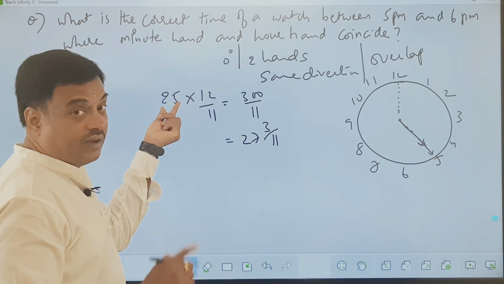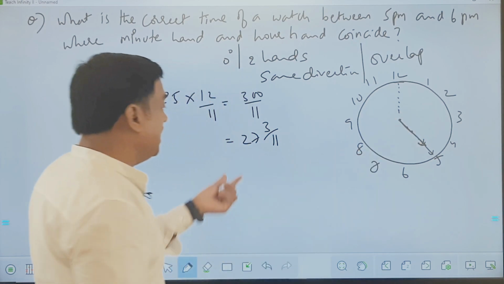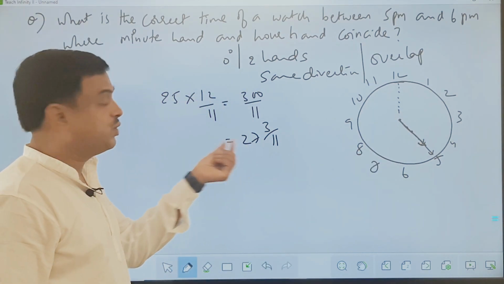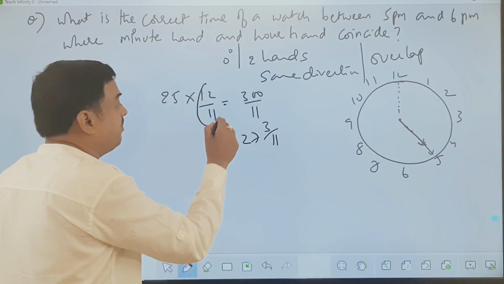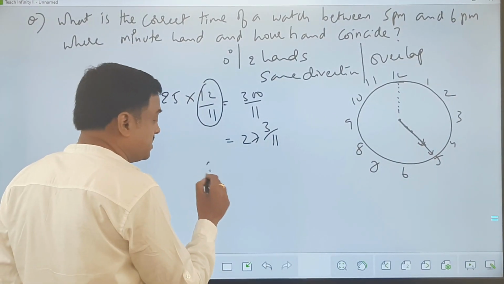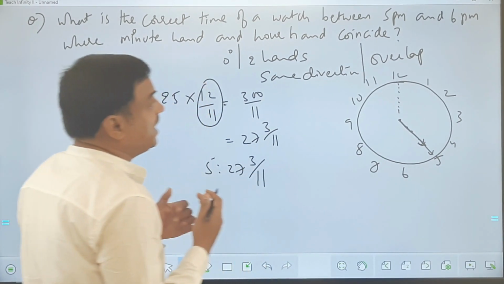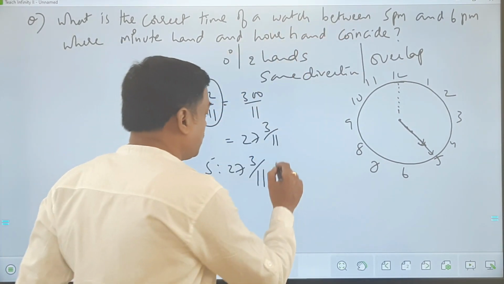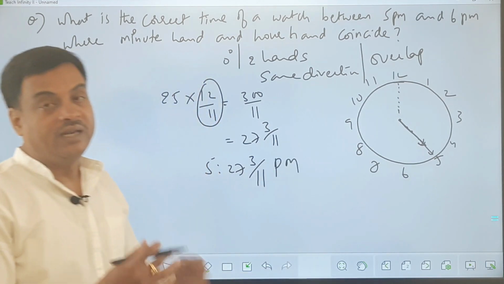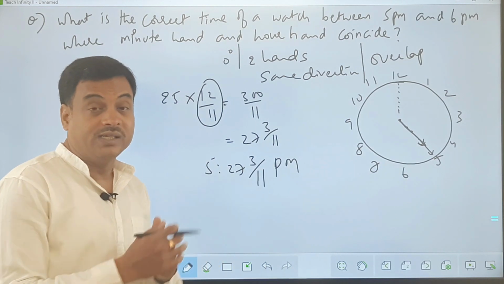Instead of 25, as per the gain of the angle movement by the minutes hand, it is 27 3 by 11. So simply what we have to remember, we have to multiply with 12 by 11 every time. And now the accurate time here is 5:27 3 by 11. And since he said PM, you can also add PM over here. So be a little bit cautious with the options, seeing PM or AM is what is important here.